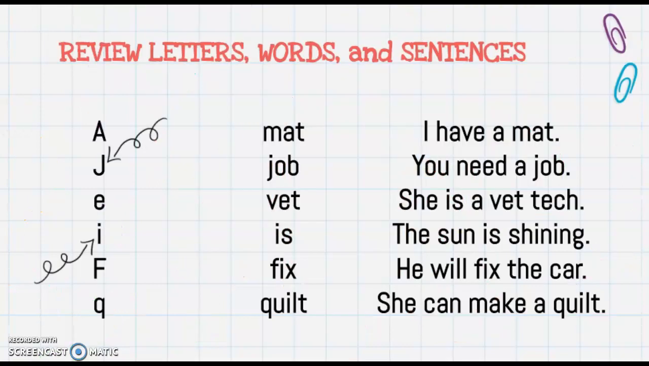On your screen, you're going to see a group of letters, a group of words, and a group of sentences. Please point on your screen to a capital letter. Great job. Now point to a lowercase letter. Fantastic. Now pick a sentence and point to that sentence. Amazing. And lastly, point to a word.